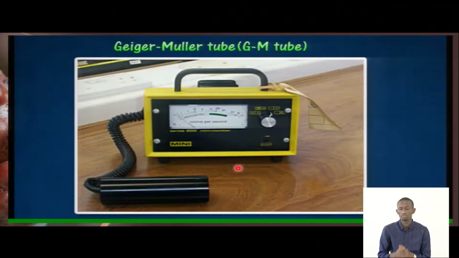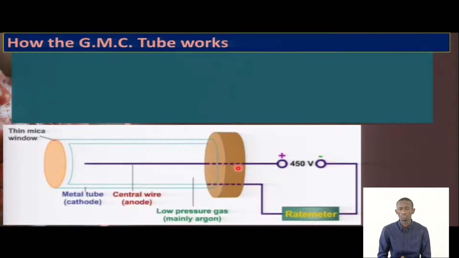So let's now go to how the Geiger-Muller counter tube works. How can we explain the functioning principle of this Geiger-Muller counter? So first of all, I want you now to understand what we have as the parts of this device, the simple.